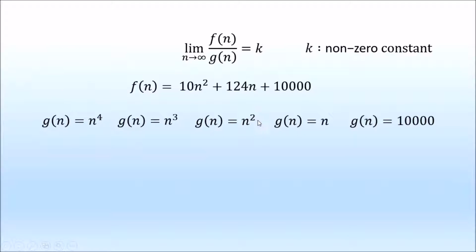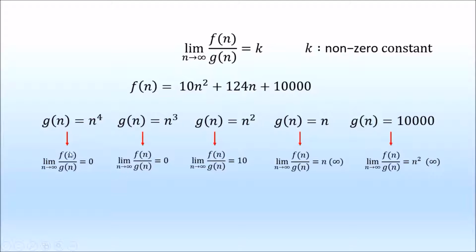Okay. So let's look at this. If we approach infinity and we basically plug in f of n and g of n, we can see that we get the following limits. In this case, we get a limit of 0 because n to the power of 4 is much greater than 10n squared plus 124n plus 10,000, and same in this case. And now, the only case where we get a non-zero constant is this case.